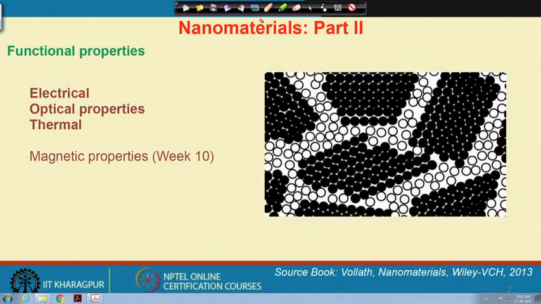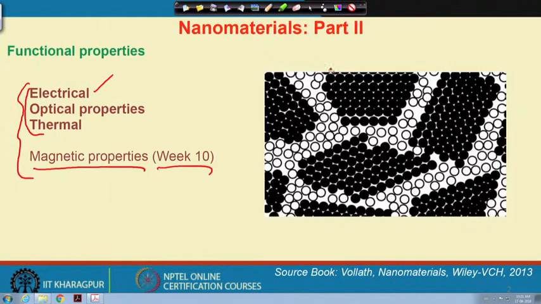However, we will restrict our discussion within these three types, and the detailed discussion on the magnetic properties of nanomaterial will be done in week 10. So, this week we will try to focus only on these three. So, let us start with the electrical properties of nanomaterial.